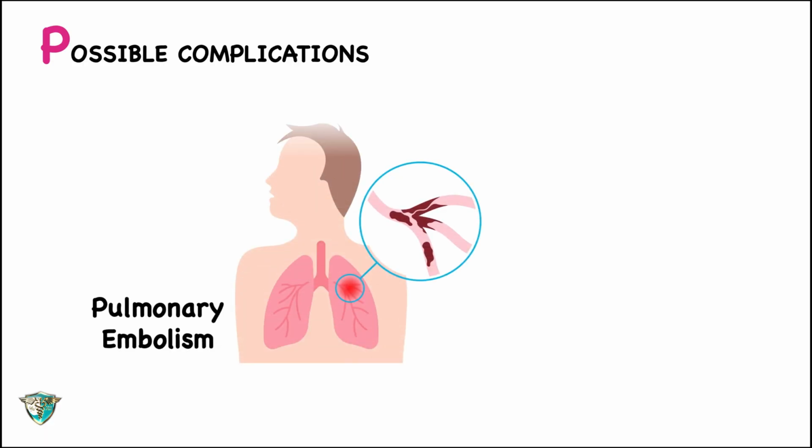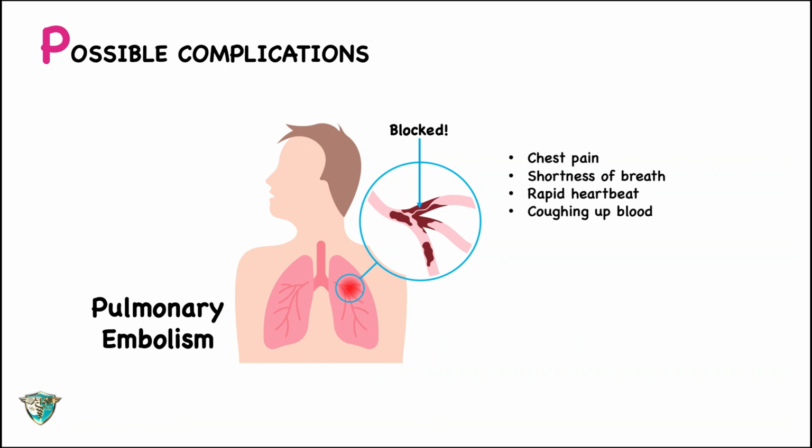Pulmonary embolism occurs when arteries in the lungs are blocked by a blood clot from deep vein thrombosis. This clot obstructs blood flow, causing symptoms like chest pain, shortness of breath, rapid heartbeat, and sometimes coughing up blood. If not promptly diagnosed and treated, pulmonary embolism can be life-threatening.